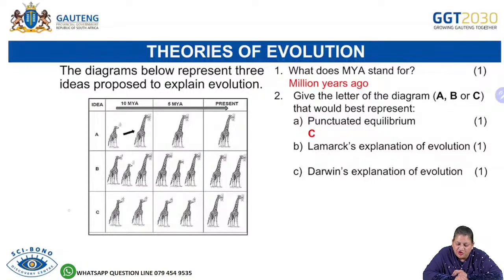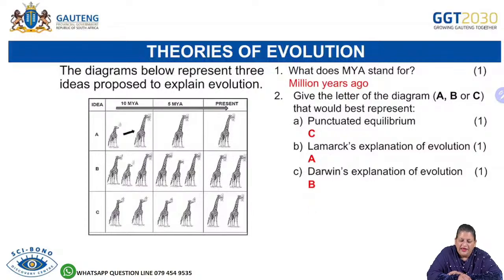Lamarck's explanation of evolution. What's Lamarck's? That the short-necked giraffe slowly stretched its neck and then it became longer. That is going to be Lamarck. So that's going to be A. Darwin's theory, you're going to see variation. You can see tall giraffes and short giraffes. Eventually, the short-necked giraffe died out and the ones with the long neck survived. And that is natural selection, which is B.